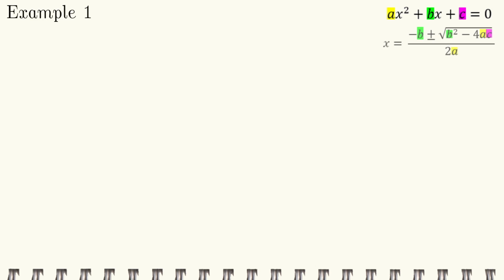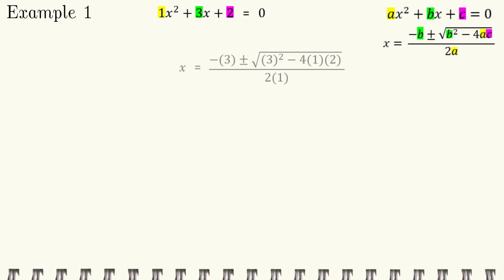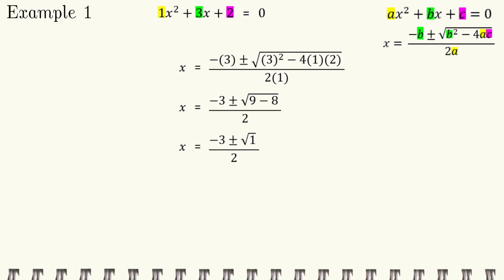Let's take a look at our first example, where all of our coefficients are positive values. X squared plus 3x plus 2 is equal to 0. This means that a is equal to 1, b is equal to 3, and c is equal to 2. Now it's just a matter of solving the equation. Remember that whenever we have a square root of a constant value, it can either be positive or negative. For this reason, we always end up with two possible x values for our solution.